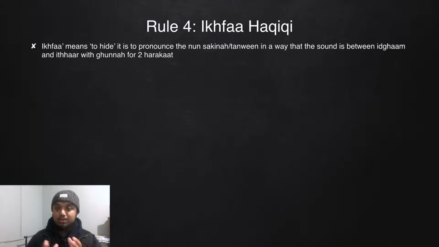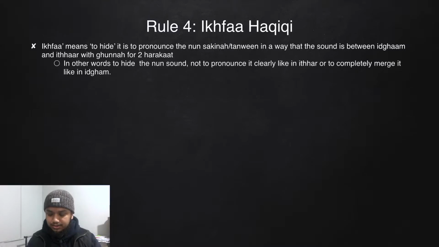So whenever Noon Sakina or Tanween is followed by one of the throat letters, Hamza, Ha, Ain, Ha, Ghain, Kha, then we do Idhar. And whenever Noon Sakina or Tanween is followed by Ba, then we do Iqlab. But whenever Noon Sakina or Tanween is followed by any of the other letters, i.e. not the 6 Yarmalun letters, not the 6 throat letters, and not Ba, then we do Ikhfa. We hide it in such a way that it is between Idhar and Idgham, with Ghunna for 2 harakat. So we hide the Noon sound, we do not pronounce it clearly like in Idhar, and we don't completely merge it like in Idgham.